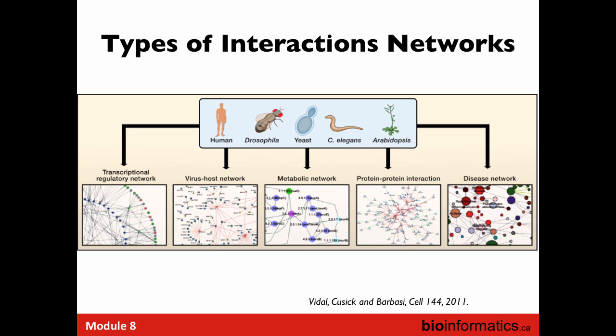The virus-host network on the left: the nodes represent the viral proteins, the square nodes there, and the host proteins are the round nodes, and the edges represent the interactions between the two. And then finally, the metabolic network in the middle: the nodes represent the enzymes, and the edges represent the metabolites.